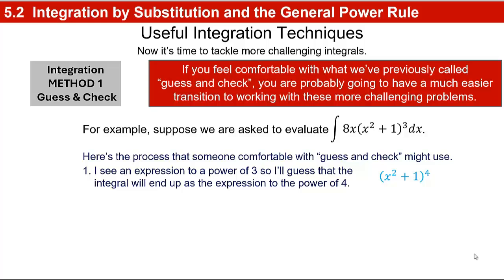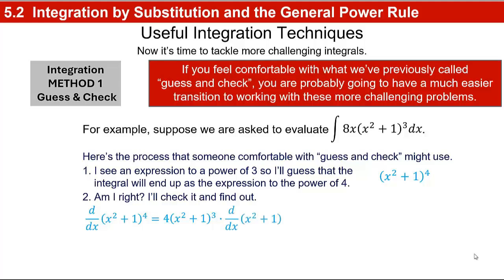Now you can't stop there. This is just an educated guess. I have to check it and see if I'm right or wrong. How do I check it? I check it by taking the derivative of my guess. The derivative of the expression x squared plus 1 raised to the fourth power. By the power rule for differentiation, the 4 comes down, the base is written down, the 4 drops to a 3, and you come back and take the derivative of the base. The base is x squared plus 1, whose derivative is 2x. And then, of course, the 4 times the 2x becomes 8x.